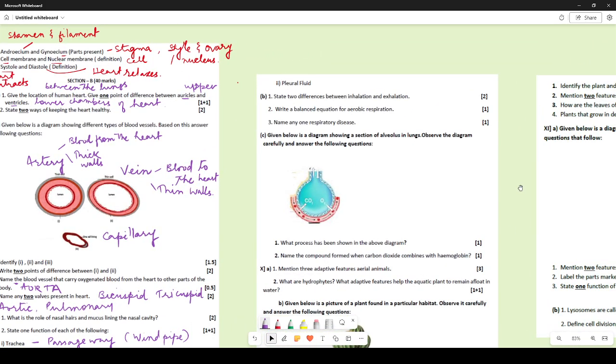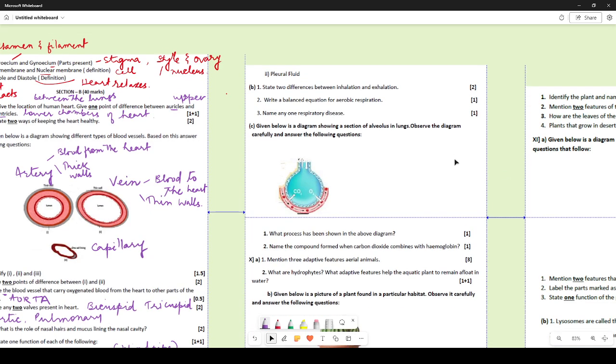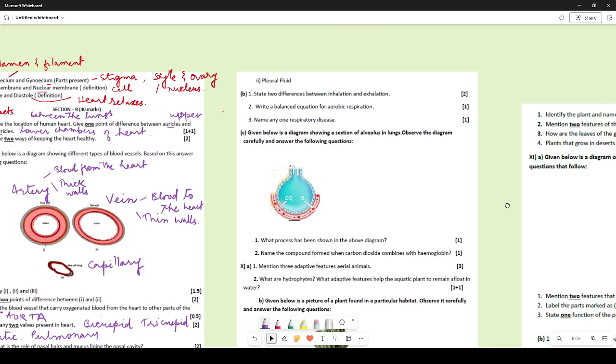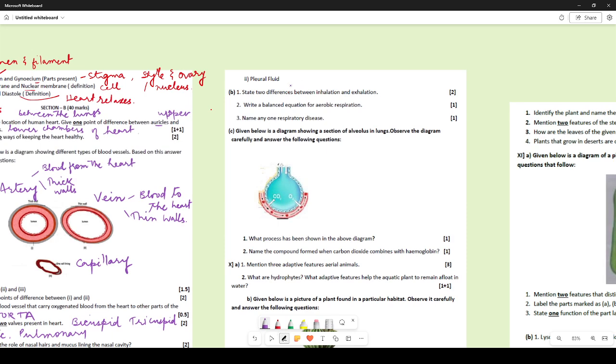Now let us talk about the function of pleural fluid. Pleural fluid serves as a shock absorber. You know what pleural fluid is? Pleural fluid is the fluid that surrounds the lung. So it protects the lung. So any impact to the body, this pleural fluid will absorb the shock and protect the lungs from any damage.